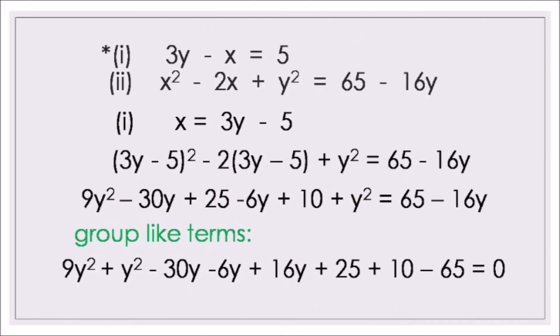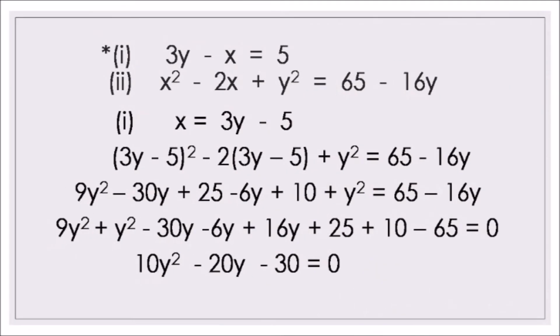Next, you will group your like terms. So things that are like you put together. So that would be 9y squared, and put the signs with it. Plus y squared minus 30y minus 6y plus 16y plus 25 plus 10 minus 65. We brought it across. Minus 65 is equal to 0. So we brought the 16y across and the number across.